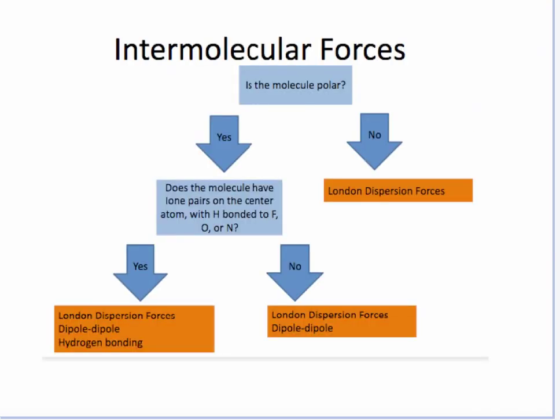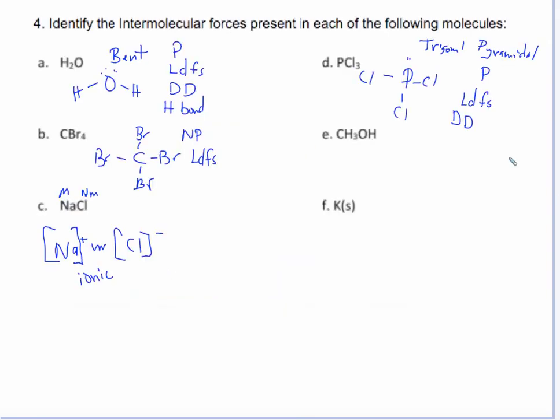You can look at the flow chart if it helps you to go through this, but it's polar, so now we're going to see if it has hydrogen bonding. The answer will be no, and you can see that here. In order to have hydrogen bonding, you'd have to have a hydrogen, which this one doesn't have, so it can't have hydrogen bonding.